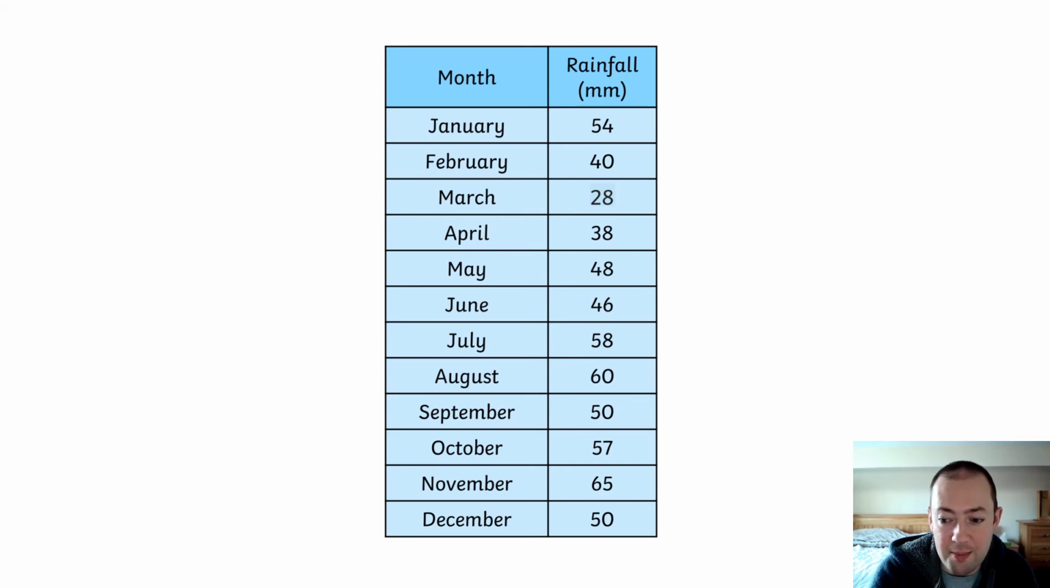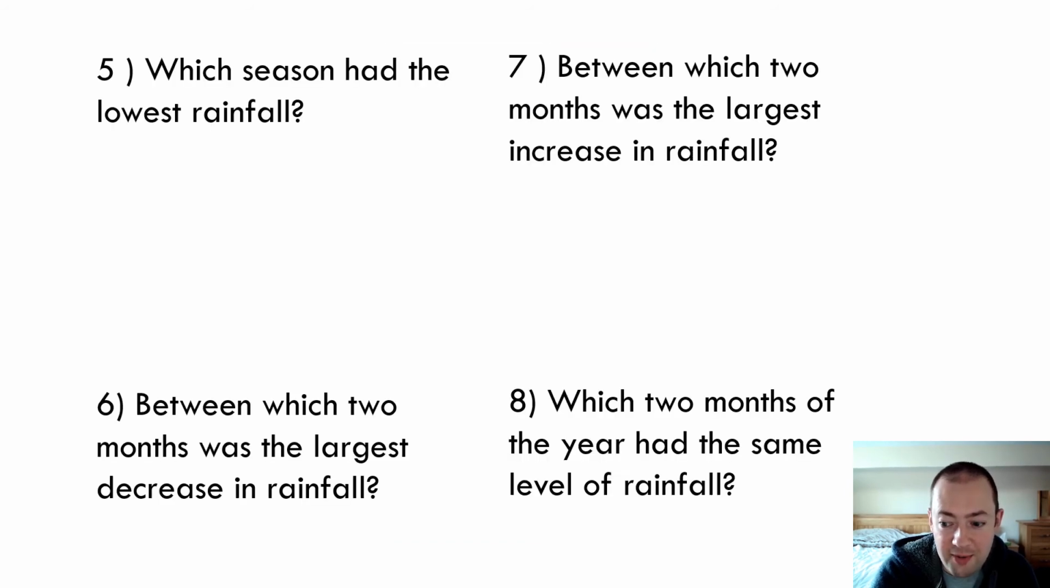This is your second piece of data that I'm giving you, and I'd like you to try and draw another line graph for this. So have a look at the months of the year and have a look at the rainfall. You have to plot on a line graph the months of the year and the rainfall. And when you finish with it, there are 4 questions I'd like you to answer about that as well. Question 5 says, which season had the lowest rainfall? Notice I said season, not month. So think carefully about that.